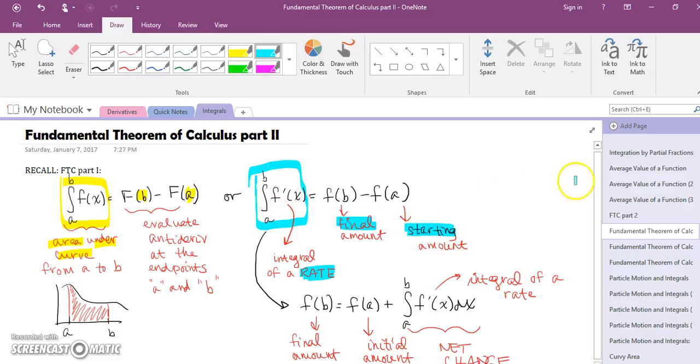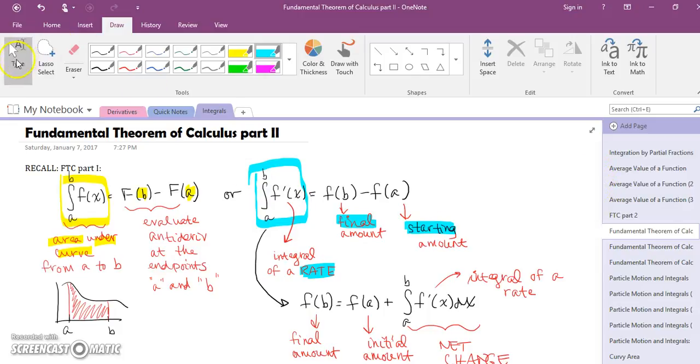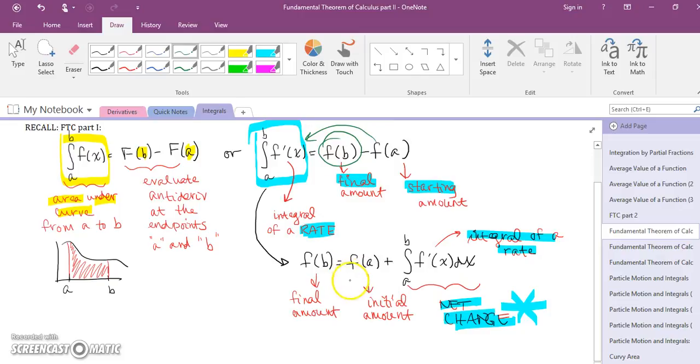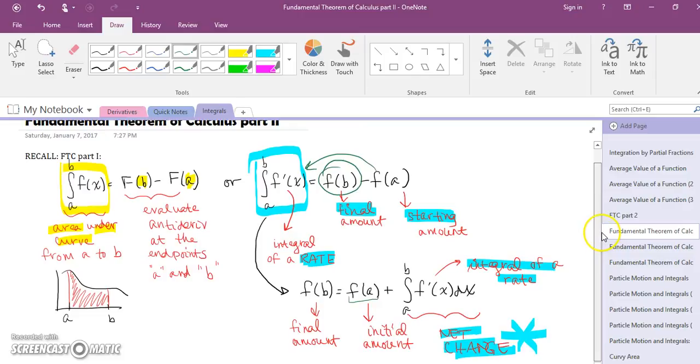And we viewed the integral of a rate as the net change. And that's really important for you to put a star around this. The integral of a rate is the net change. So you can also manipulate it, and this will be helpful for several multiple choice problems. If you want to solve for the final amount after some things have been changing, you could add f of a to each side, and the final amount is equal to your initial amount that you started with plus the integral of the rate, which will give you the net change. So all those things right there are FTC part 1.